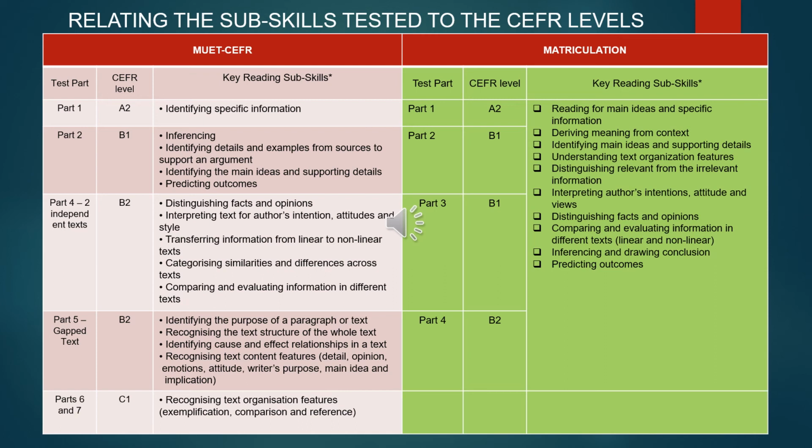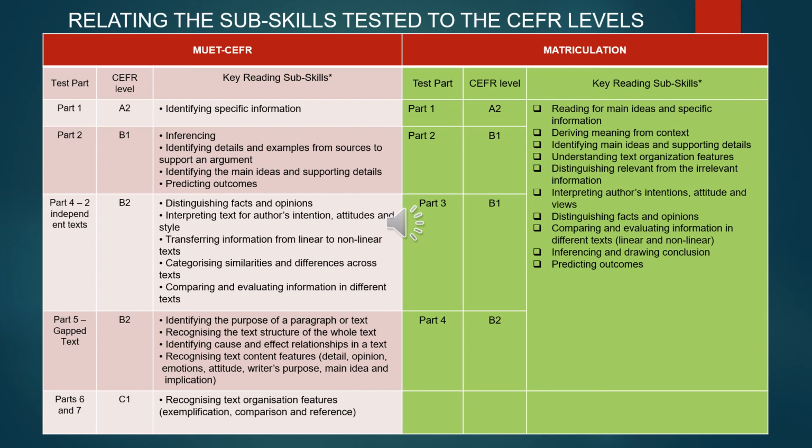idea, and implication. And part 6 and 7, the CEFR level is C1. And the key reading sub-skill is recognizing text organization features, which are exemplification, comparison, and reference.